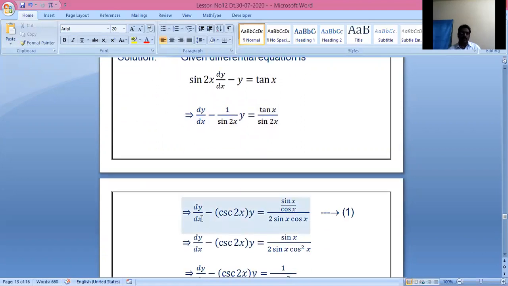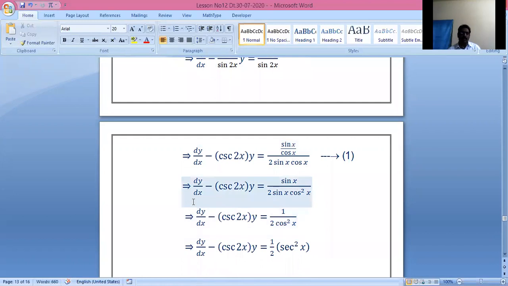That implies dy by dx minus 1 by sin 2x, which is cosecant 2x, into y is equal to, here tan x can be written as sin x by cos x and sin 2x is 2 sin x cos x. That implies dy by dx minus cosecant 2x into y is equal to sin x by 2 sin x cos square x. Here sin x and sin x get cancelled each other. We get 1 by 2 cos square x. That is 1 by cos square x is secant square x. Therefore 1 by 2 into secant square x.